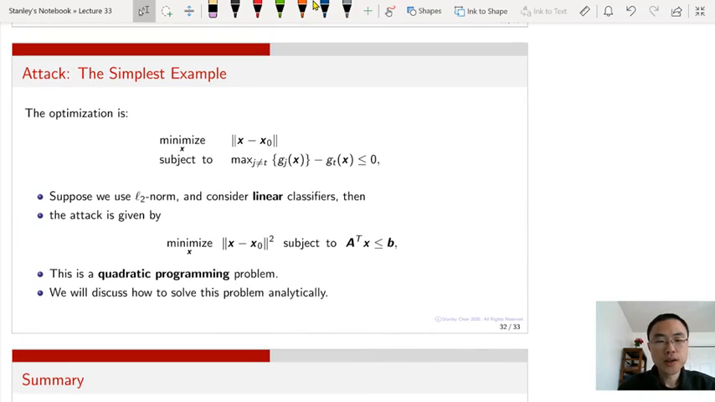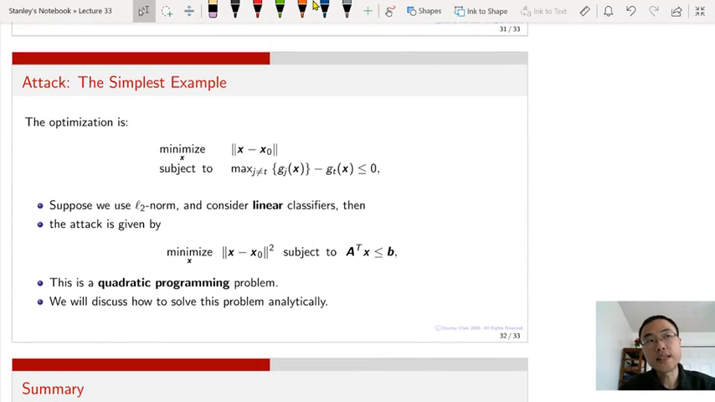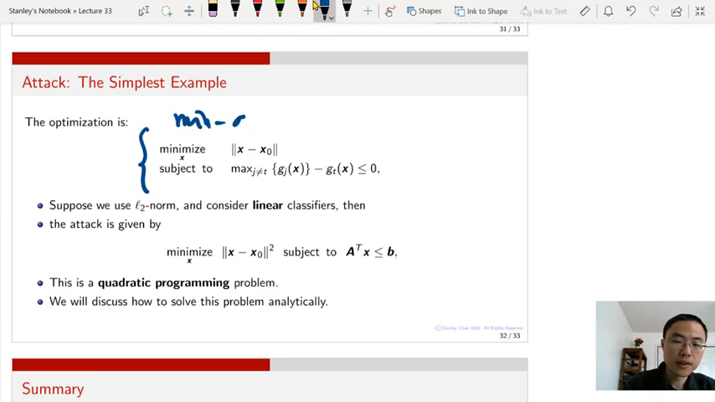Okay, so for attacks, what we are going to do is to look at all these linear cases, and then transition from the linear cases to deep neural networks. We are going to spend most of the time talking about the minimum distance attack, because once you know the minimum distance attack, you'll be able to generalize the idea to other forms of attacks. And so the minimum distance attack takes this form.